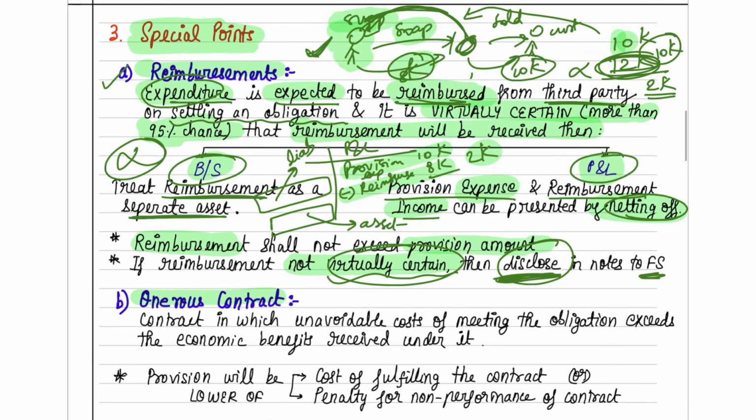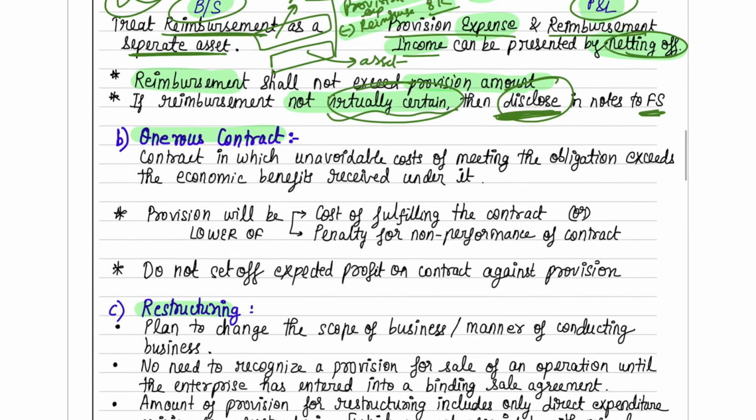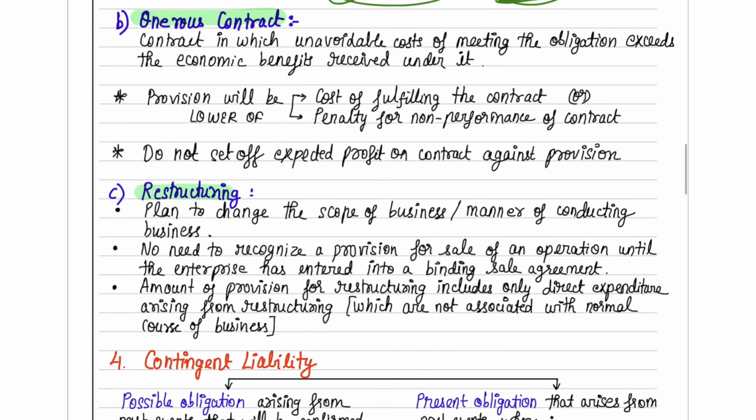Okay, so this was all about your reimbursement. Next, we are going to understand about onerous contract. So here they tell you that an onerous contract is, in simple terms, nothing but a loss making contract, where irrespective of whatever you do, you are going to make a loss only. It is a contract in which the unavoidable cost of meeting the obligation exceeds the economic benefits received.